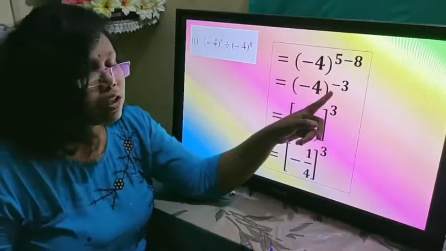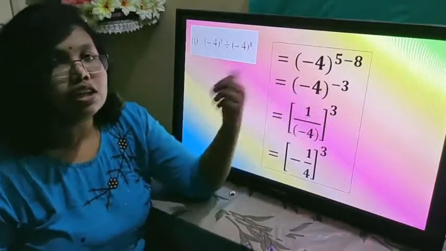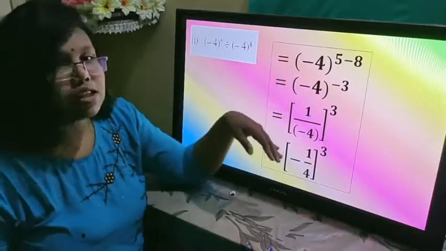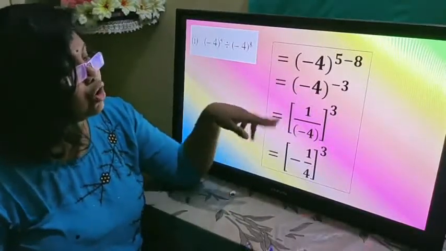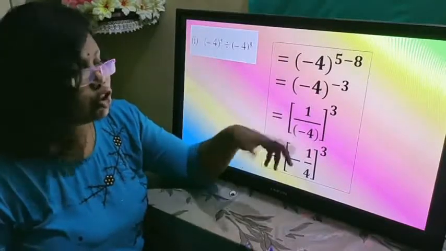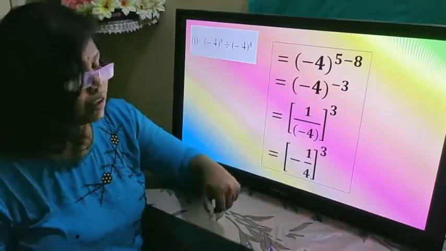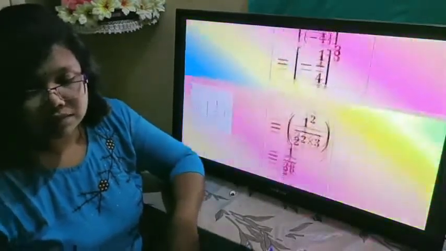Now here the exponent is negative, so we have to convert it into a positive exponent. To do that, we just take the reciprocal of it. 1 upon minus 4 whole raised to 3. That is cube. So the minus remains as it is, and the cube is here. So this is how it works.